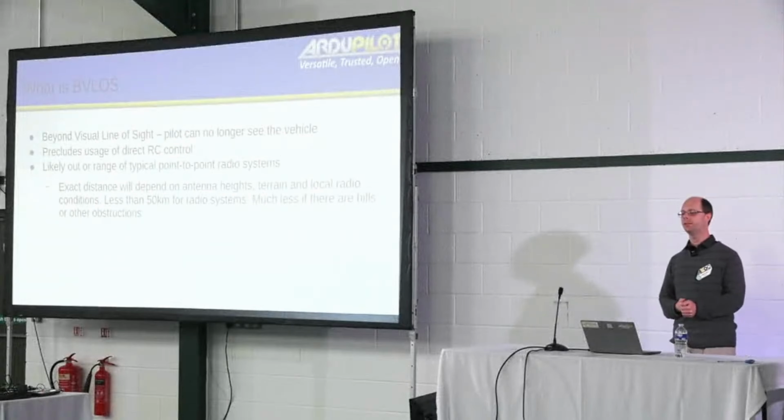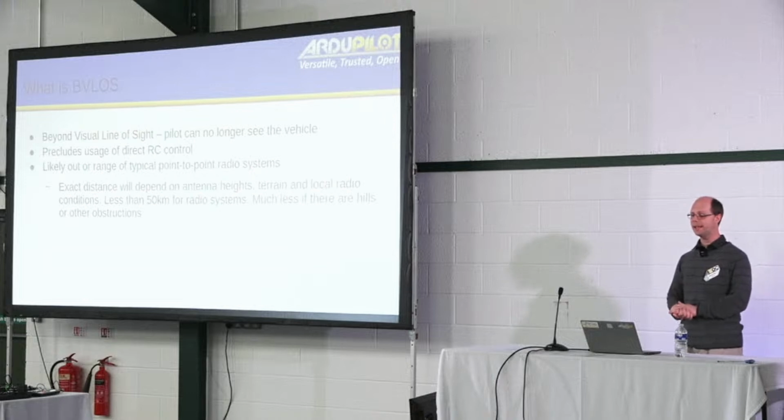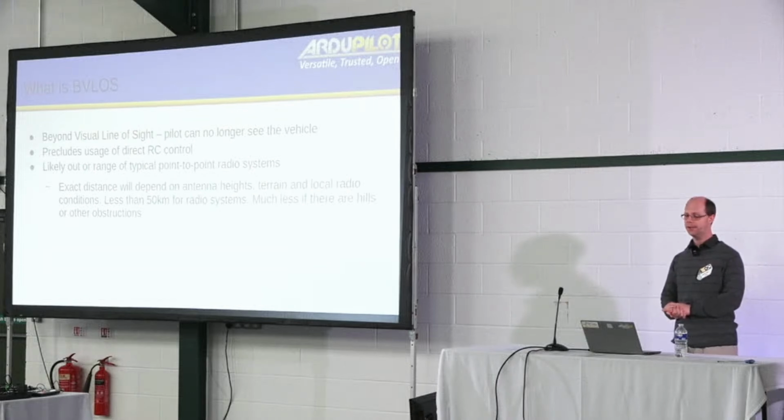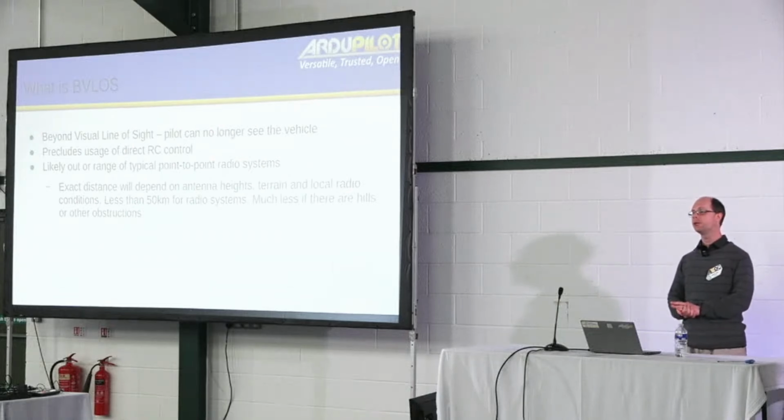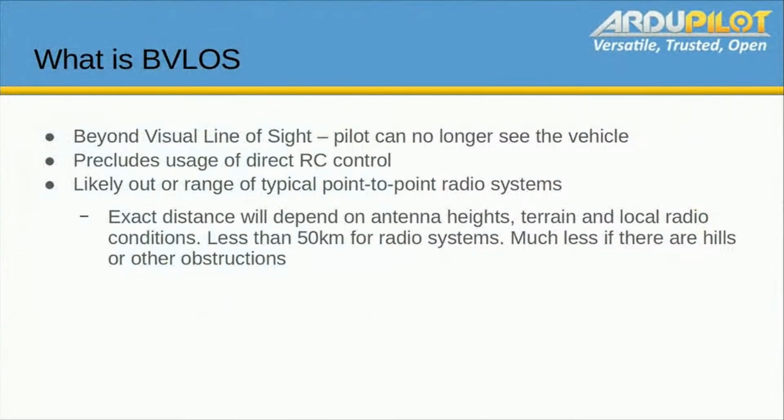Exact distances will vary. Your point-to-point radio systems can go out a lot longer than you can see the aircraft. RFD900s can go out for 50 kilometers, but that will be highly dependent upon things like the altitude of the aircraft and obstructions like terrain, hills, buildings, and so forth. So generally, if the aircraft's more than a few kilometers away, you are most likely flying BVLOS, unless you have really, really good eyesight.